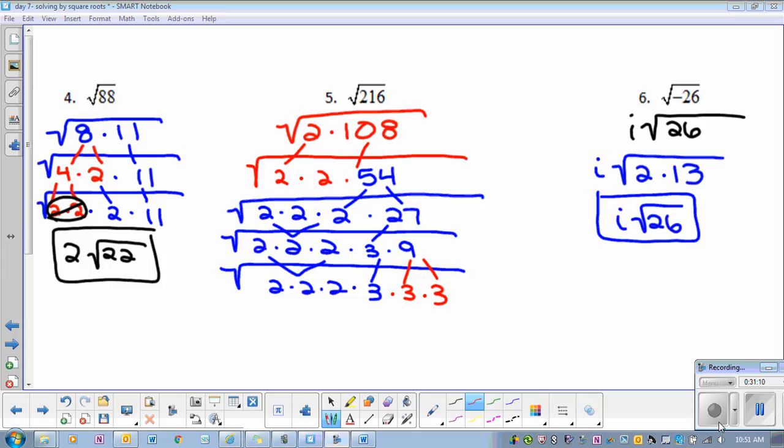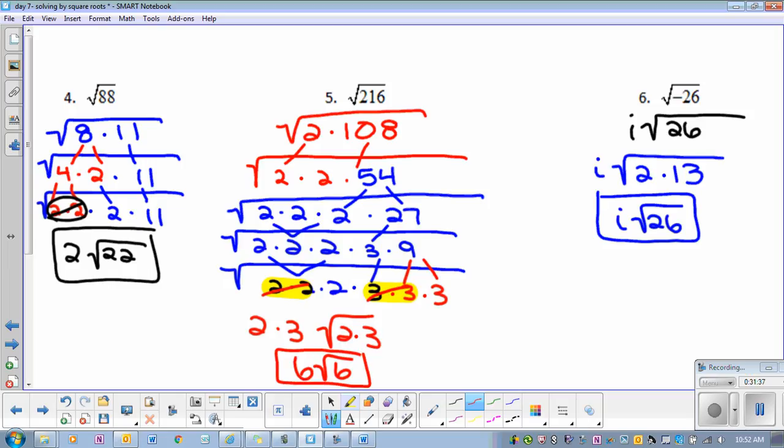All right. So now I have group of 2's, group of 3's, and then I have a 2 and a 3 left over inside, right? Okay, I multiply those. You're right. So let's see. A 2 comes out, a 3 comes out, and then I have a 2 and a 3 inside. So that's 6 root 6. Yes? All right.